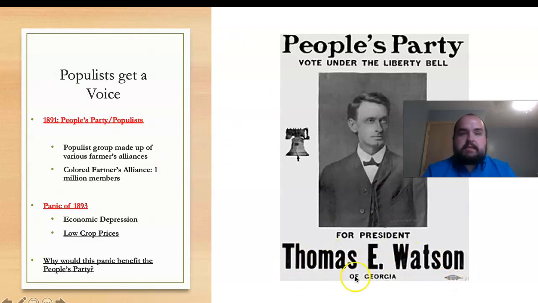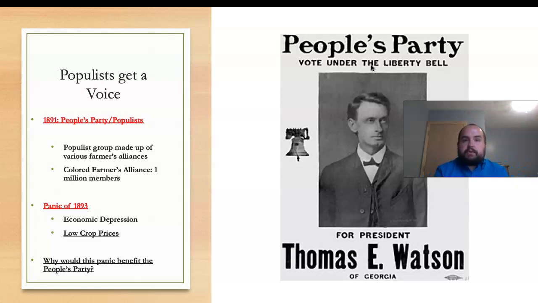Specifically, of course, we have Thomas E. Watson, one of the most famous members from Georgia, who actually did run for president. This is also a common theme we're going to keep seeing throughout the semester, but particularly with the People's Party. Similarly to libertarians today, for example, a lot of these groups try to call back to the founding of the country and claim the support of the founding fathers. So you would see this vote under the Liberty Bell slogan a lot of the time. It's again a propaganda tactic to say, hey, we're allied with these great founding fathers, you should support us. Keep that in mind as well.